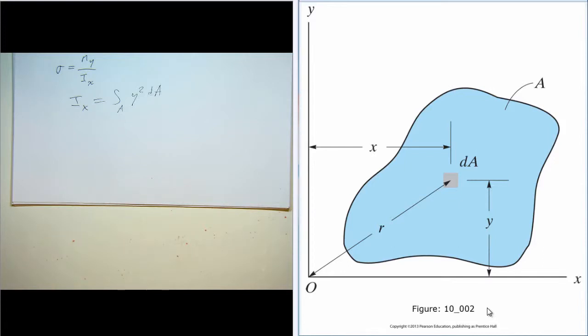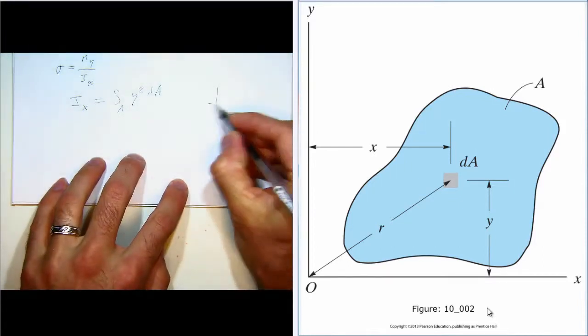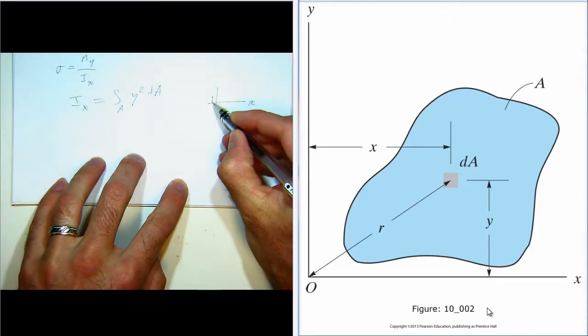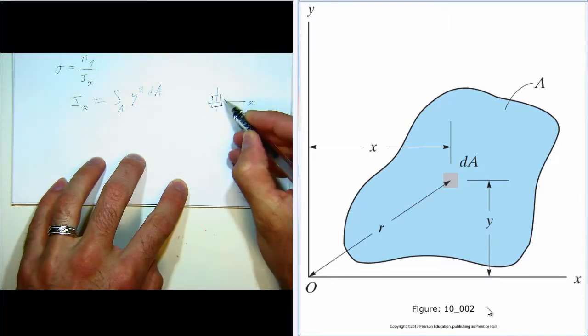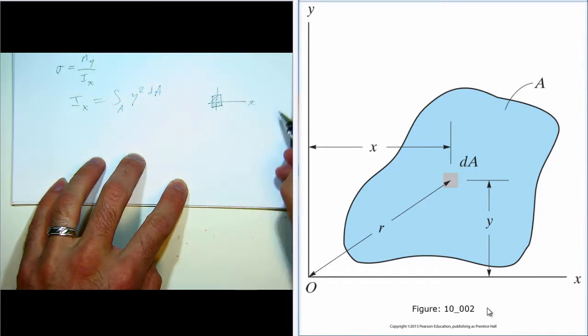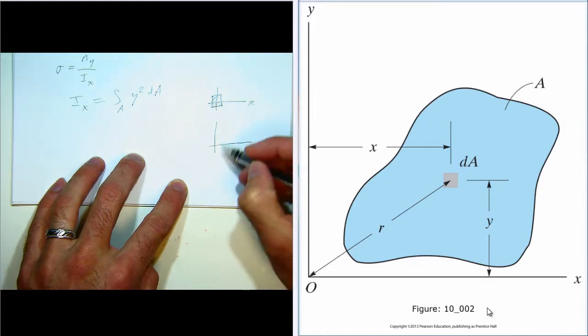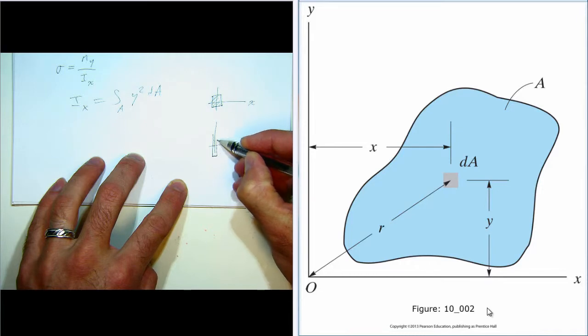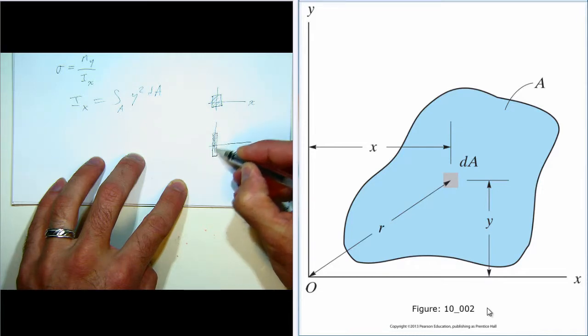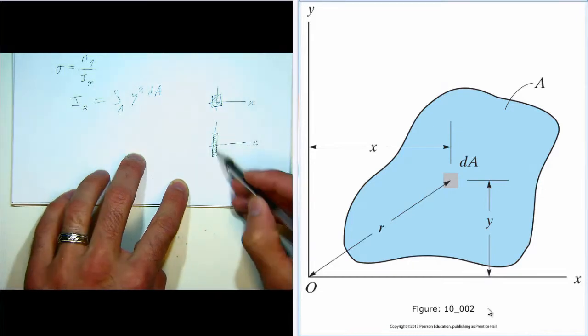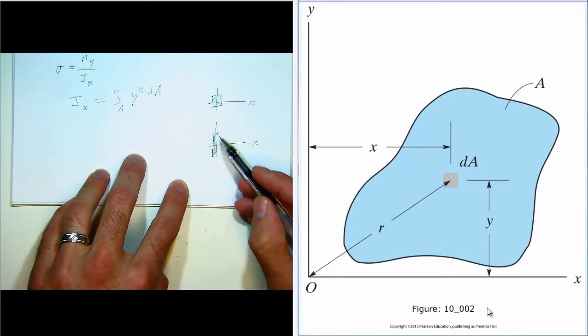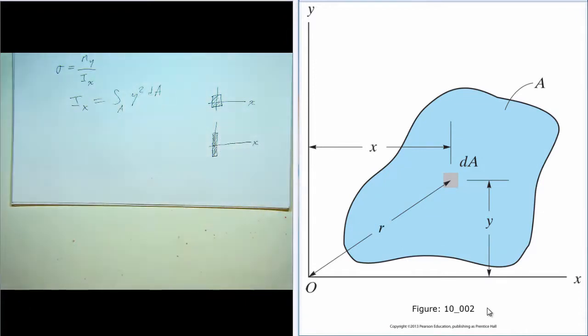So for example, say we had this object, it would have a given moment of inertia, but for an object with the same total area, if it was rearranged like this, then that would have a higher moment of inertia because most of the area is farther away from the x-axis. That's why I-beams are tall and slender.